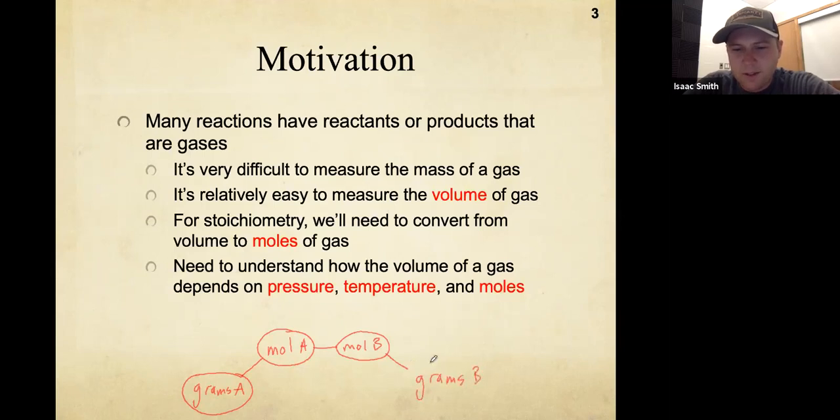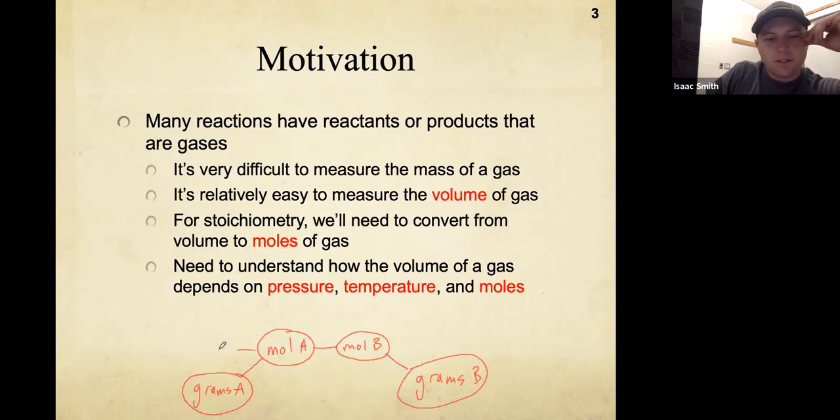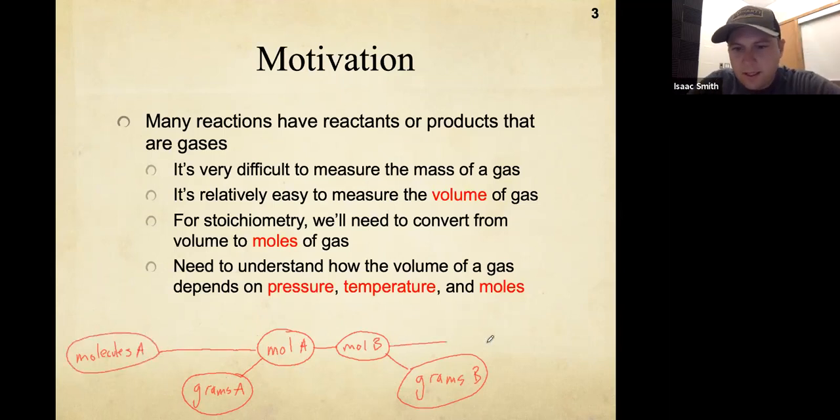This is pretty much where we've stayed for the last 4 lectures. We've gone from grams of A to moles of A, then over to moles of B, then to grams of B. We've done that like a billion times. We can also go from moles to molecules of A, and we can go from moles of B over to molecules of B.